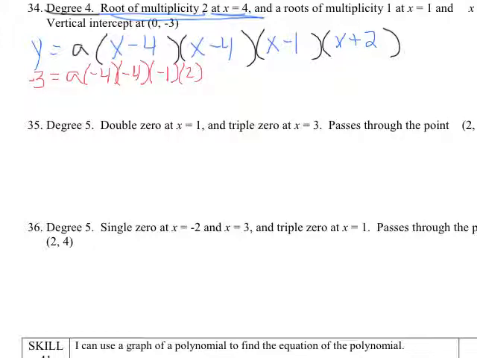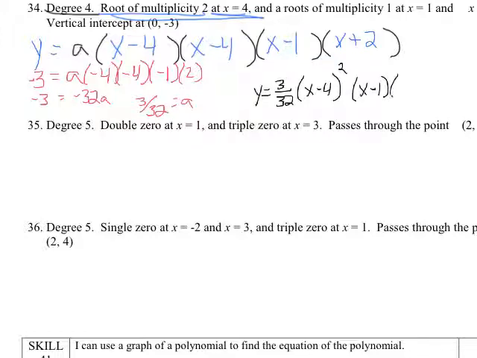That's negative 32. So we get negative 3 equals 4 times 4 is 16 times 2 is 32, so negative 32a, or basically 3/32 is our a value. So to write our final equation, y equals 3/32 times x minus 4. And since we had it twice, let's just write x minus 4 squared, and then x minus 1, x plus 2.